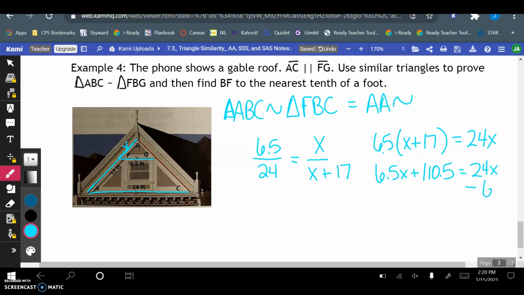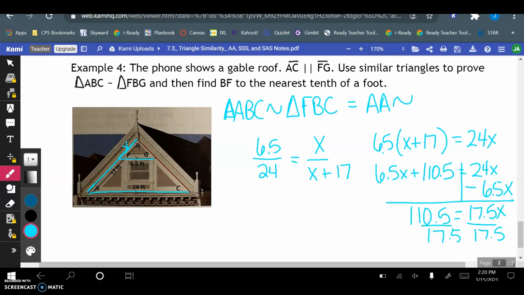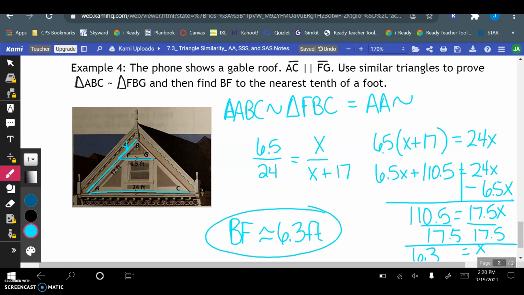Then I'm going to subtract 6.5x. 110.5 equals 17.5x, and then I have to divide by 17.5. So when I do that, x is going to equal about 6.3. That's what my calculator says. So this length of BF is approximately 6.3, and these are feet.